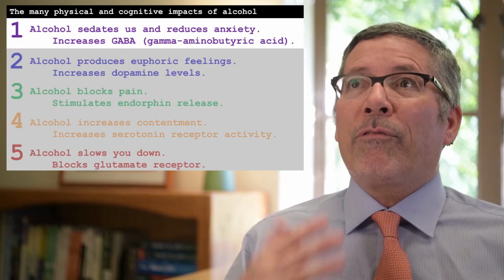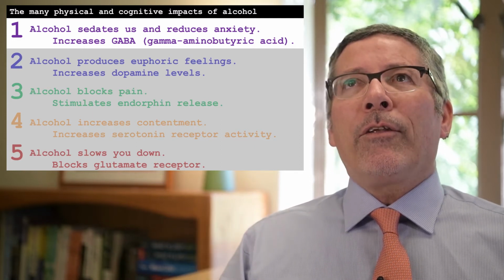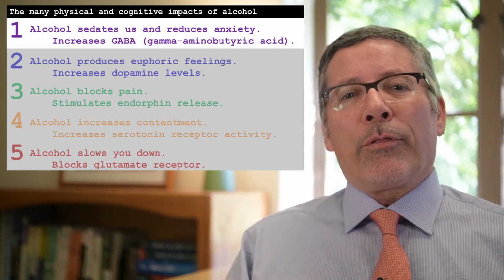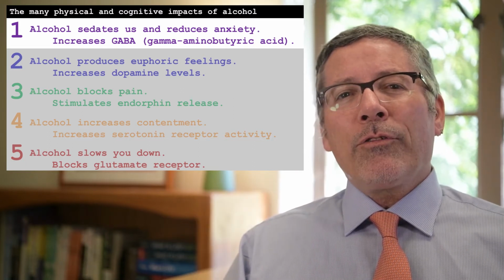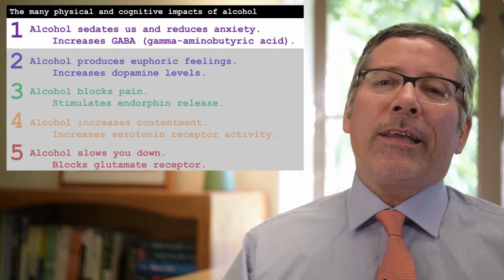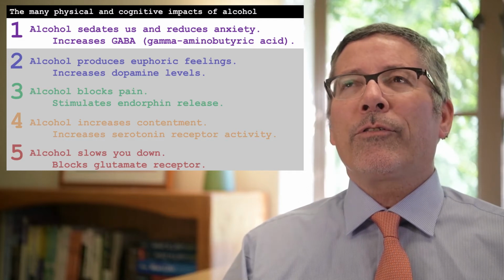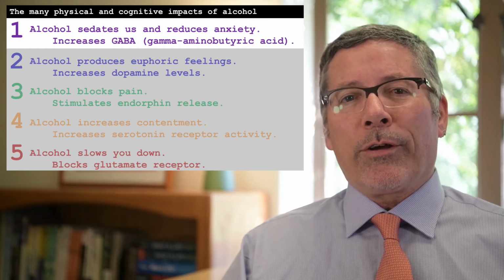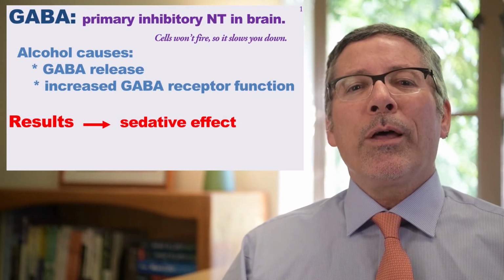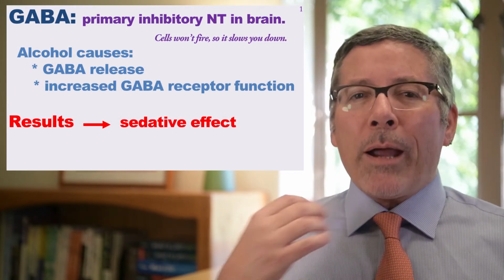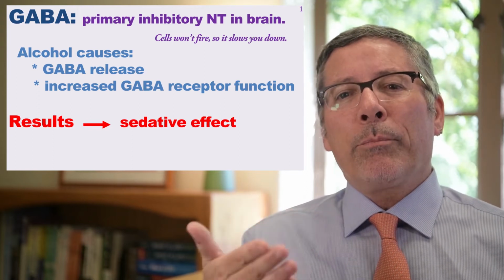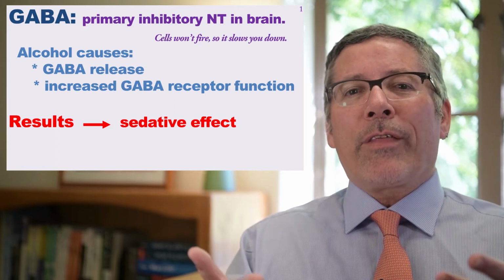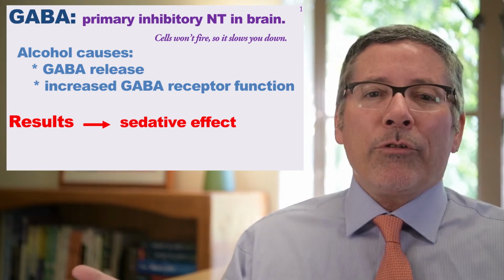I'm just going to show you a few of them, 5 of them, and you'll get a sense that it is really doing a lot of different things to you. The first is that alcohol sedates us and it reduces anxiety a little bit. It does this because it increases this neurotransmitter called GABA. It stands for gamma-aminobutyric acid. That's not so important. But GABA is the primary inhibitory neurotransmitter in the brain. In other words, when it is docking on cells, it causes them to be less likely to fire. So it slows you down.